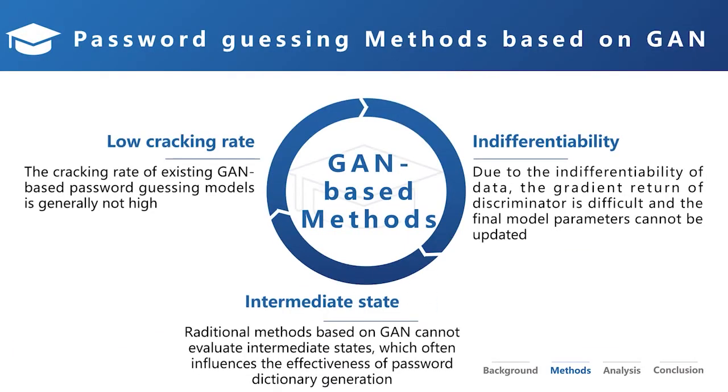Compared with traditional methods, GAN-based password guessing methods have the advantage that they can generate a high-quality password dictionary without prior knowledge. However, they also have an obvious disadvantage: the low differentiability of discrete password data may result in the failure of the backward propagation of gradients, so that a good model cannot be trained.